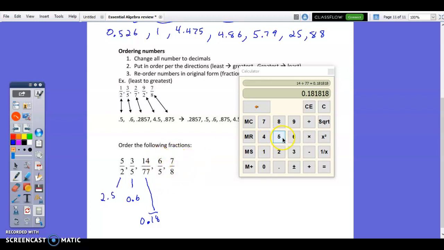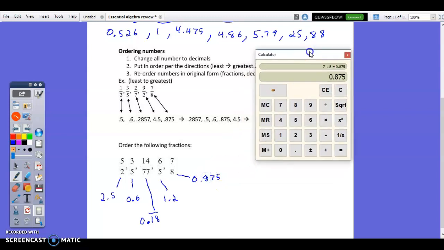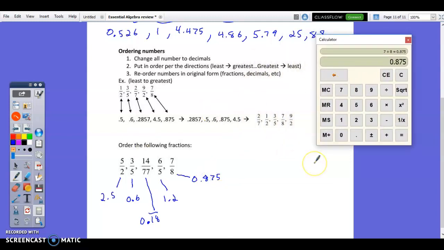6 over 5, 6 divided by 5 gives me 1.2, and 7 divided by 8 gives me, let's see here, 0.875. So now I have to put these in order. I'm going to go from the smallest to the biggest.